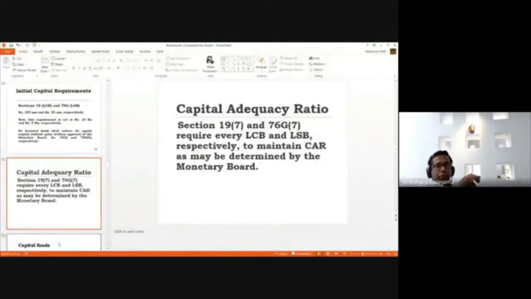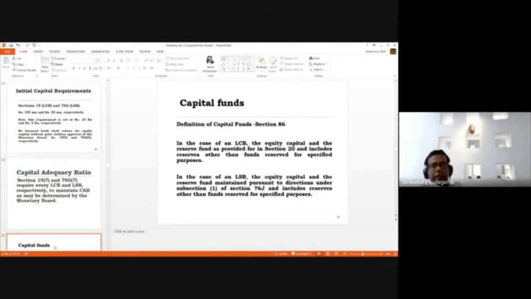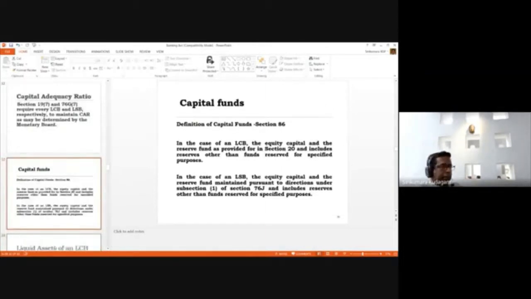Here, capital adequacy ratio is something the central bank will determine in terms of section 19.7 and 76G7, for the purpose of two categories of banks. Capital adequacy ratio is determined by the monetary board, guided by the Basel principles. Right? You know the references to Basel 1, 2, 3, and so on.